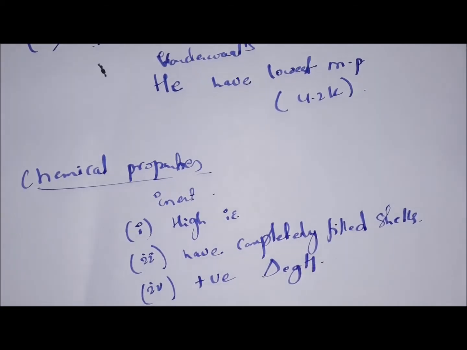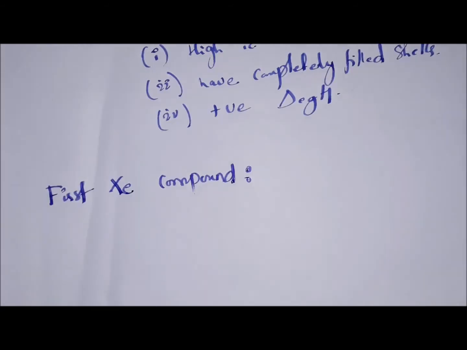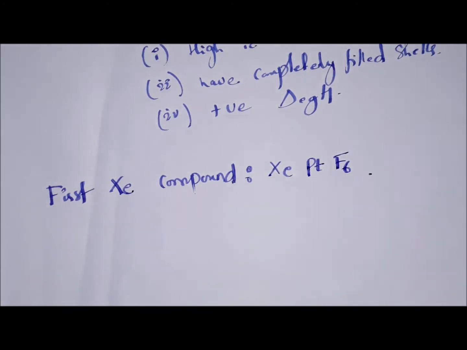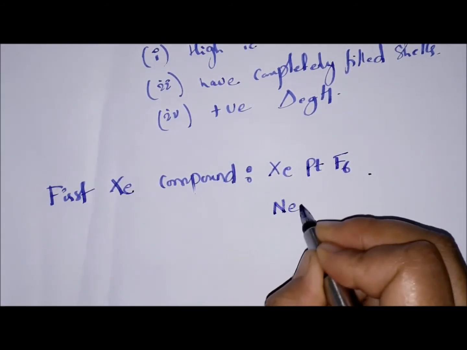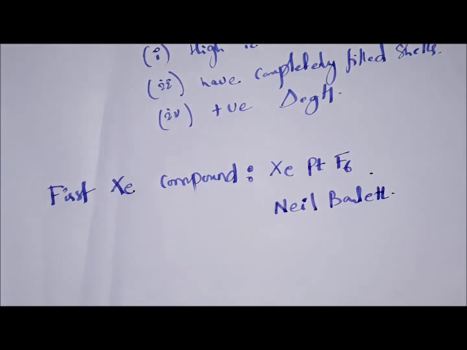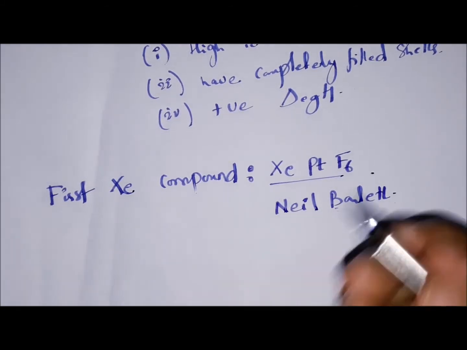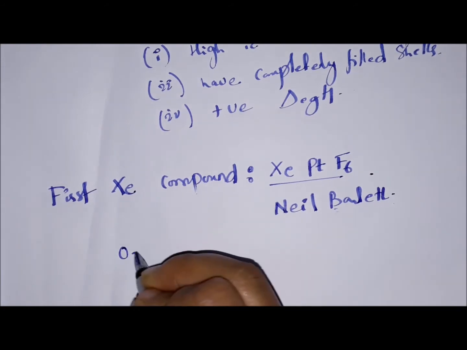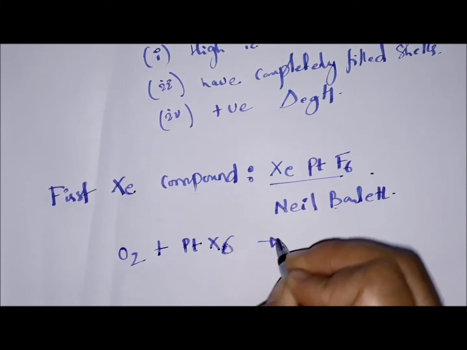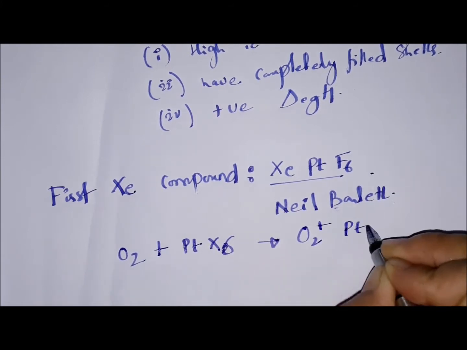But till the discovery of a noble gas compound, that is a compound of xenon. The first xenon compound was XePtF6, and this was prepared by Neil Bartlett. Now what led to the discovery of this product? He prepared a compound with oxygen and platinum hexafluoride. What he got was this compound, O2PtF6.